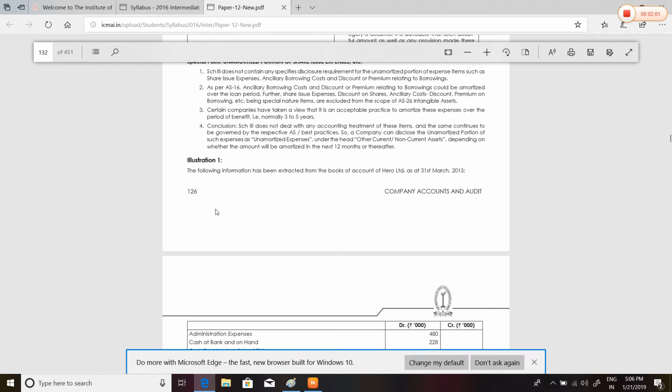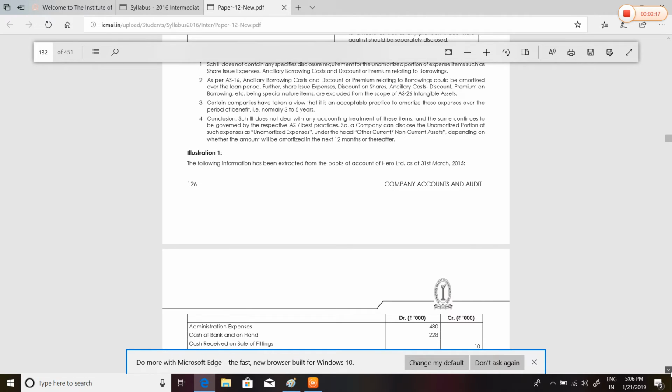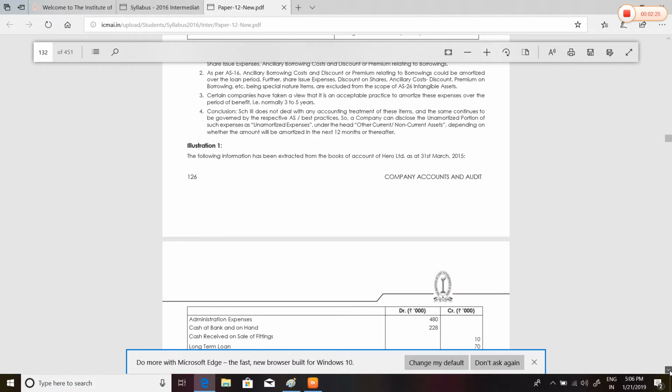CA Inter students can check it from www.icmai.in, paper number 12, company accounts and audit. Okay, now let's begin. Illustration number 1. The following information has been extracted from the books of account of Hero Limited as at 31st March 2015.